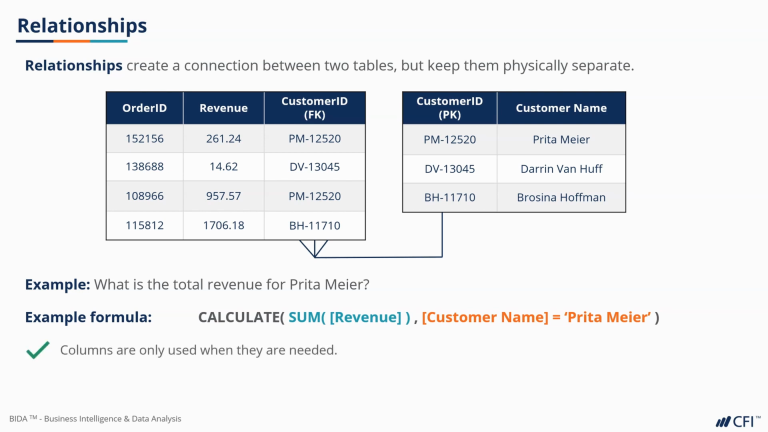So in summary, columns are only used when they are needed. Also, relationships help reduce storage space. In the above example, Preeta Maya appears twice in the transaction table. So instead of storing her name twice in that table, we only store it once in the reference table. Each method of combining data that we've looked at serves a different purpose, and you'll learn more about them as you progress through our business intelligence courses.